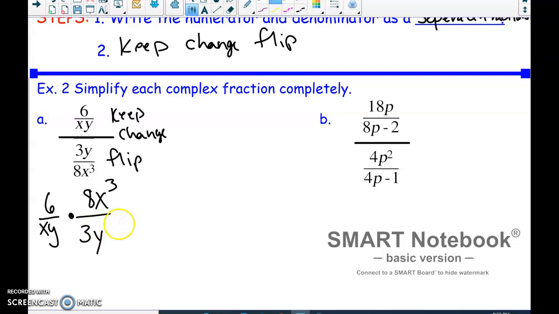So I have 1x in the denominator and I have 3 x's in the numerator. So 3 minus 1 is 2. And then I can simplify that 3 and 6. So 3 divided by 3 is 1. 6 divided by 3 is 2. Now I'm just going to multiply. 2 times 8 is 16. And then there's nothing else to simplify that x with, so I get x squared over y times y, which is y squared.